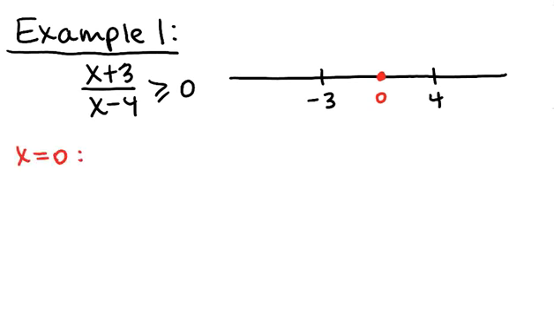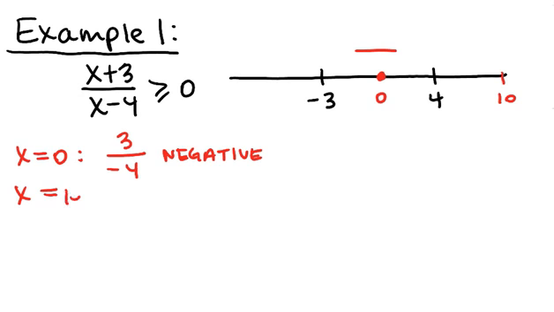Then we've got 0 plus 3 is 3 over negative 4, and that's negative. So I'm going to put a negative there. For all x between negative 3 and 4, that fraction is negative, and that's not what we're interested in. At x equals, let's say, 10, we've got 10 plus 3 is 13 over 6, and that's going to be positive. For any x bigger than 4, we're going to have positive over positive, right? Because a number larger than 4, when we subtract 4 from it, is still going to be positive.